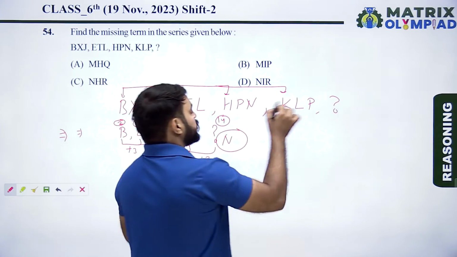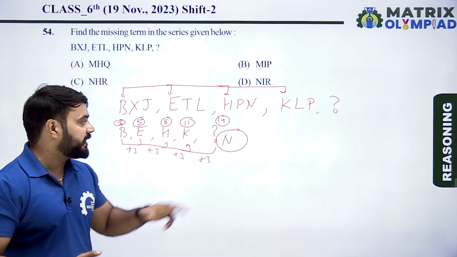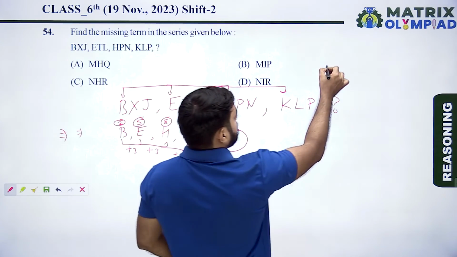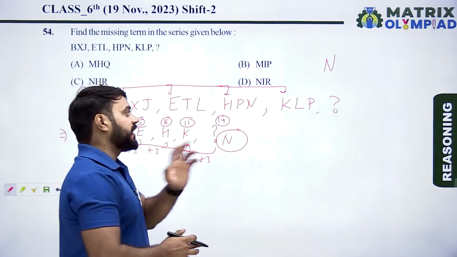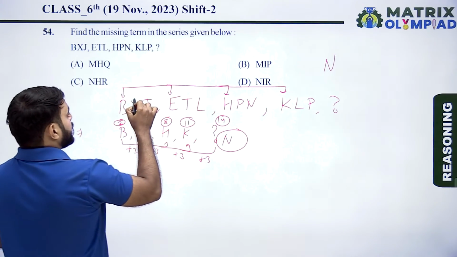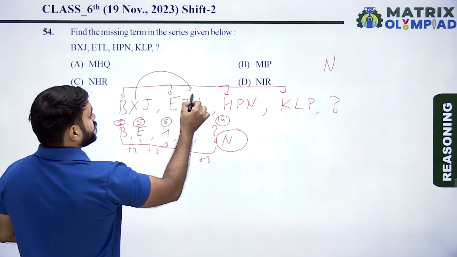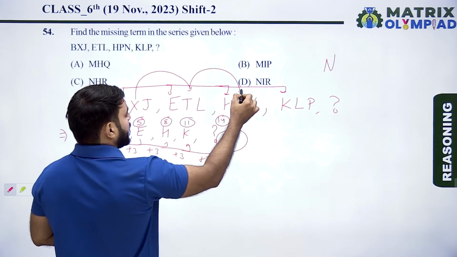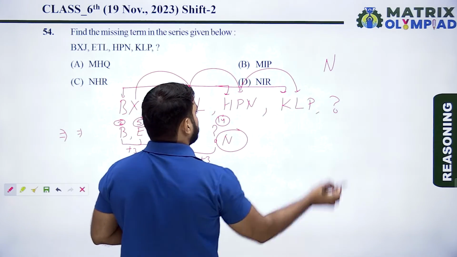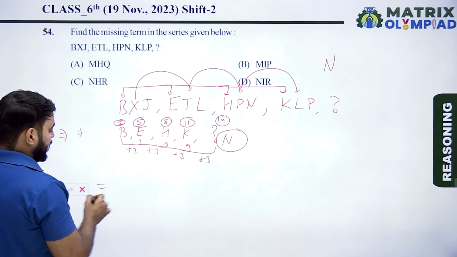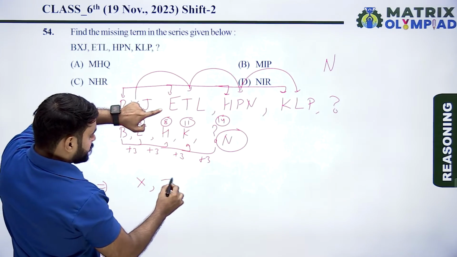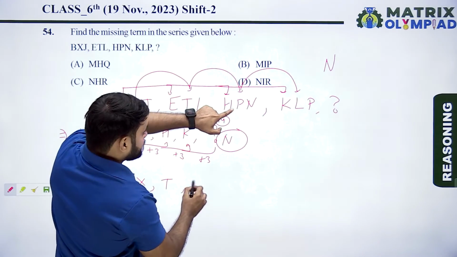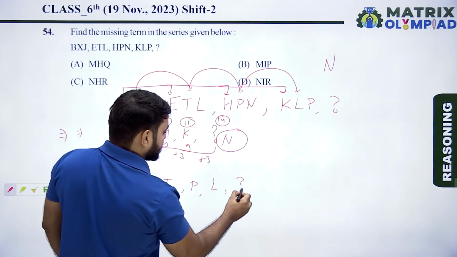So position of N in English alphabet is 14. So first letter of the missing term is N. Now choose second alphabet of each term and make a new alphabet series. So series is X, T, P, L and next is missing.